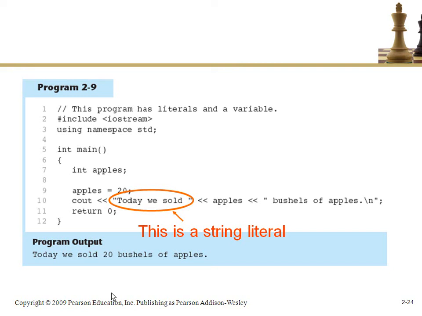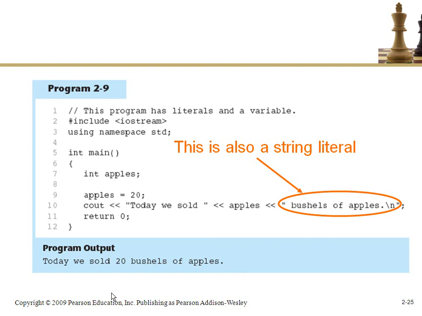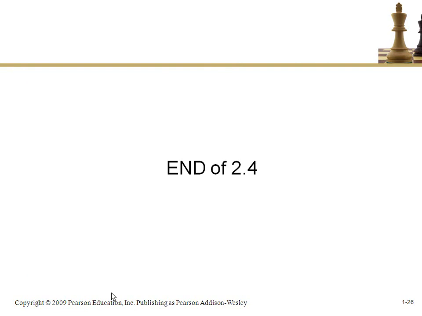Notice that \n is part of that literal because it reserves one carriage return character when it is printed. It's a non-printable character, of course, on the CRT, and it puts your cursor on the next line. Here is the literal for the second part of that CRT statement. And this would be the end of section 2.4.